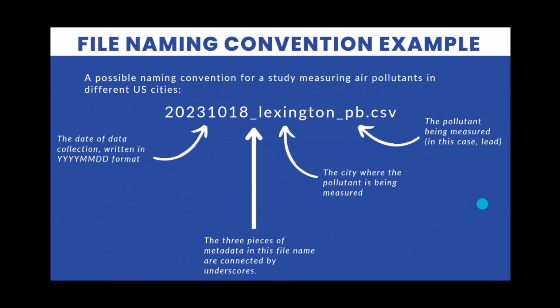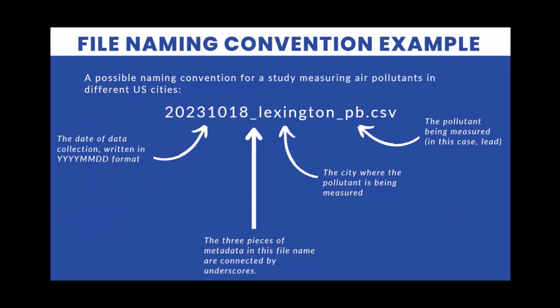So putting this all together, let's look at what we could use as a file naming convention for a study that's measuring air pollutants in different US cities. So using those tactics that I talked about on the previous slide, what we have here are 3 different pieces of information that would be important to our study.